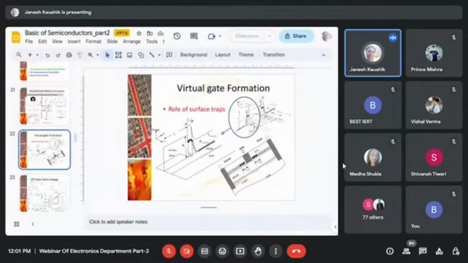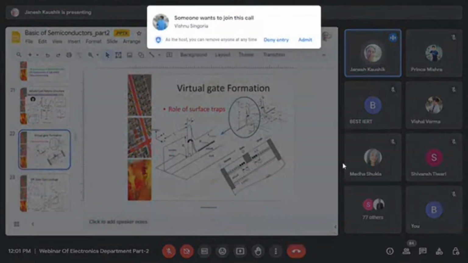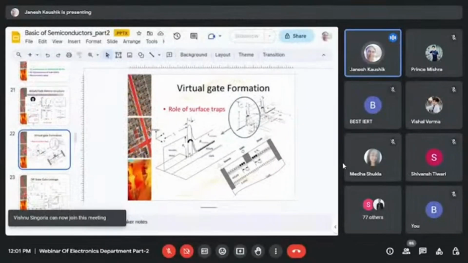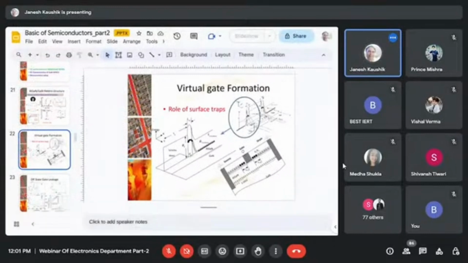We can't avoid it. We have to make it a planar structure, because planar structure has the advantage of fabrication, scaling, and everything. That's why it is much more popular than the BJT structure. That is a vertical one. The MOSFET is more popular than the BJT one. One of the reasons is this scaling and the ease of fabrication. So we can't avoid that.